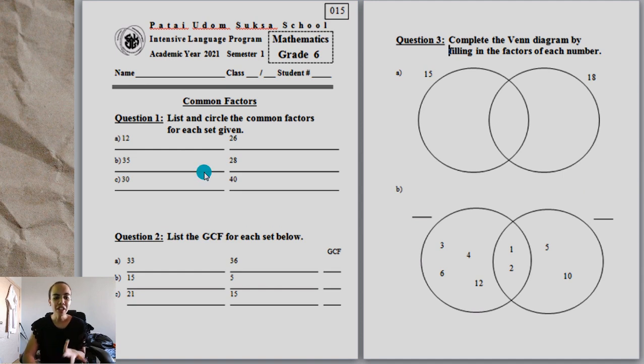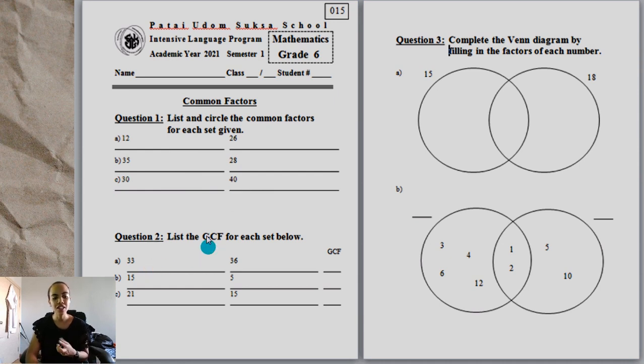Okay. Question 1 says, list and circle the common factors for each given set. So for A, I've got 12 and 26. Circle the numbers that are the common factors. For B, I've got 35 and 28. Circle the common factors. For C, I've got 30 and 40. Circle the common factors.